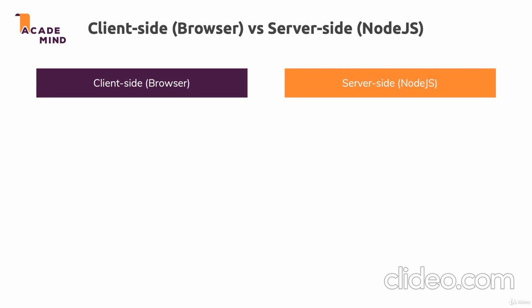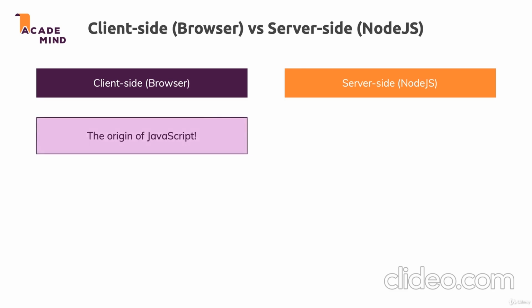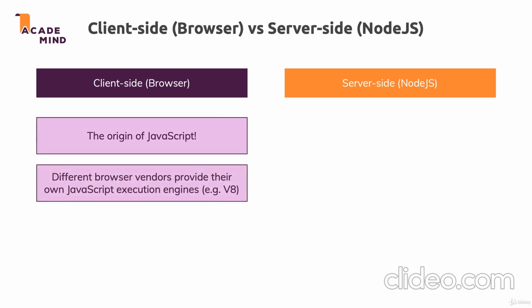And speaking about that differentiation between client-side and server-side JavaScript, client-side means in the browser, server-side, with the help of Node.js, means on a machine that is connected to the internet, which might be serving web pages, but which doesn't run code directly on the machines of the end users. And the client-side part is really the origin of JavaScript. And as you learn, different browser vendors, so different companies developing browsers, provide their own JavaScript execution engines. For example, the V8 engine, that's the name of the JavaScript engine Chrome uses.